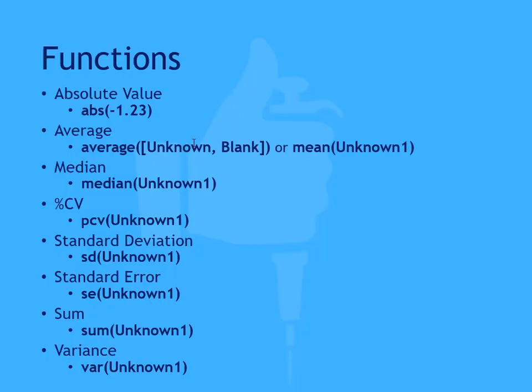You can use something like average of unknown 1 or mean of unknown 1, but that could simply be written as unknown 1 because that syntax already refers to the average of that sample group. This syntax will work for all of these listed functions. PCV will return the %CV, SD will return the standard deviation, SE will return the standard error, sum will return the sum, and VAR will return the variance.